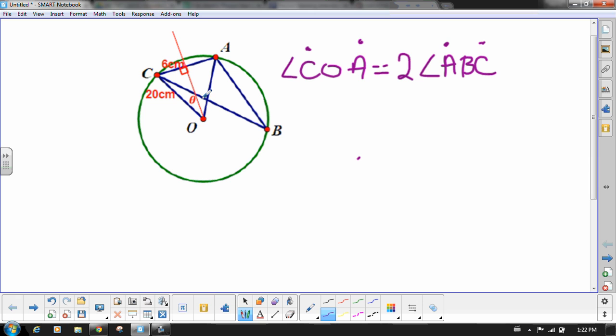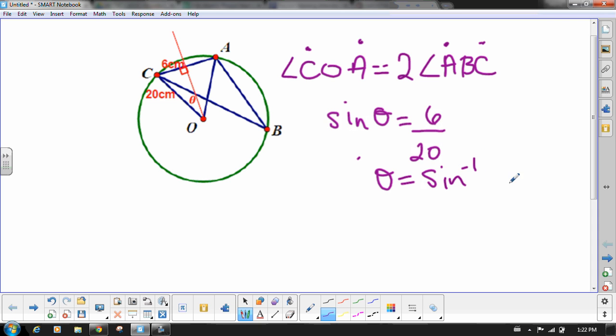Now the question is, using the information that's given, how do we figure out what the size of this angle is? There's two ways you can do this. The way that it's set up in this question, we know that sine of theta has to equal the opposite, which is 6 over 20. So then you can work it out by doing theta equals sine inverse 0.3. And then that will give you your value of theta.